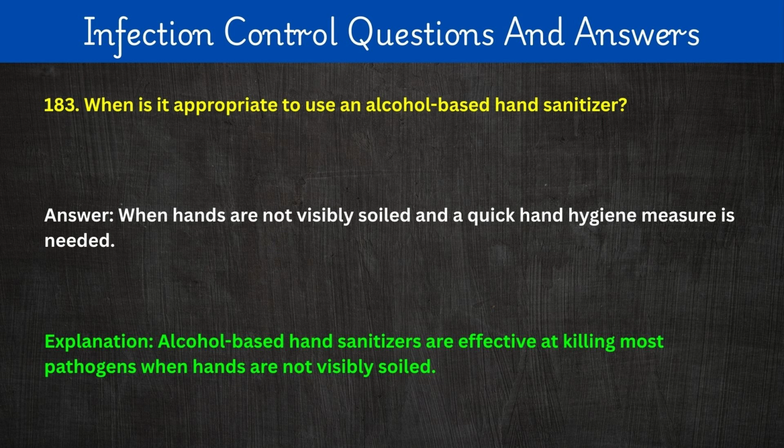183. When is it appropriate to use an alcohol-based hand sanitizer? Answer: When hands are not visibly soiled and a quick hand hygiene measure is needed. Explanation: Alcohol-based hand sanitizers are effective at killing most pathogens when hands are not visibly soiled.